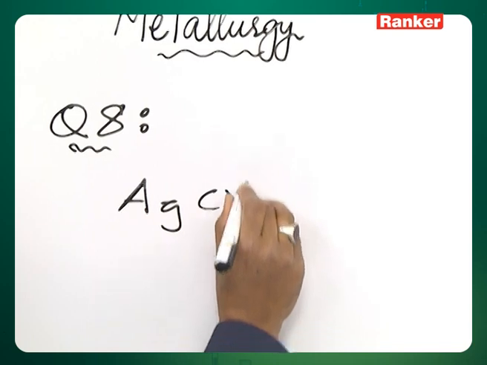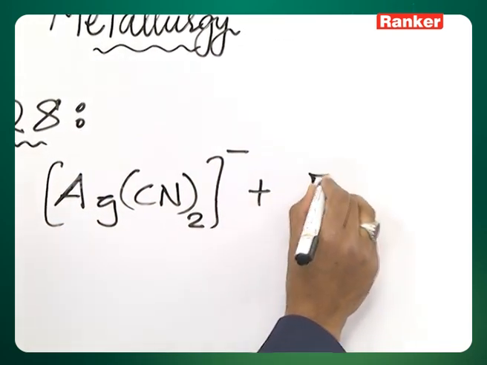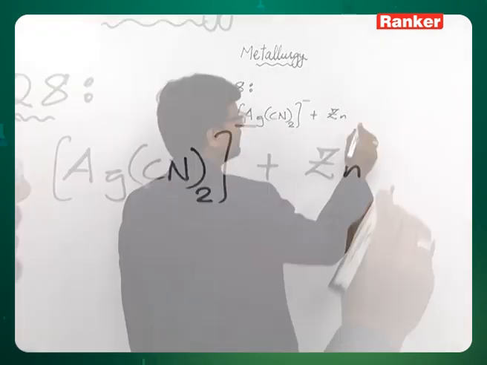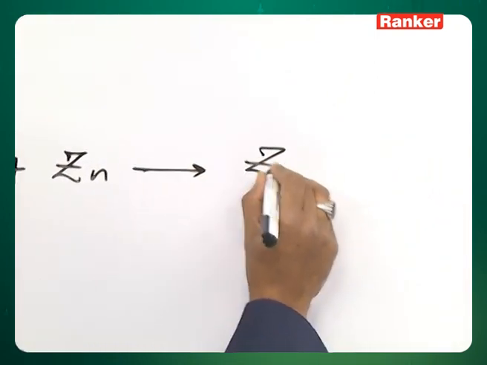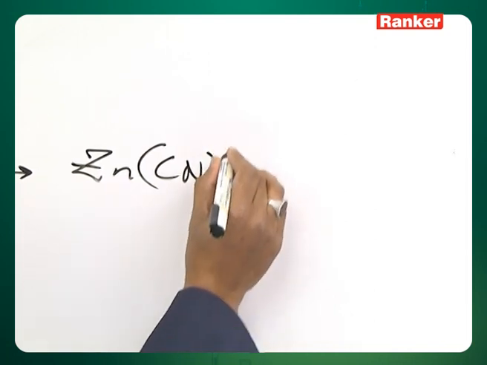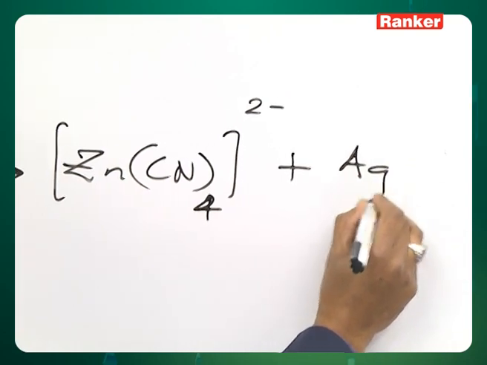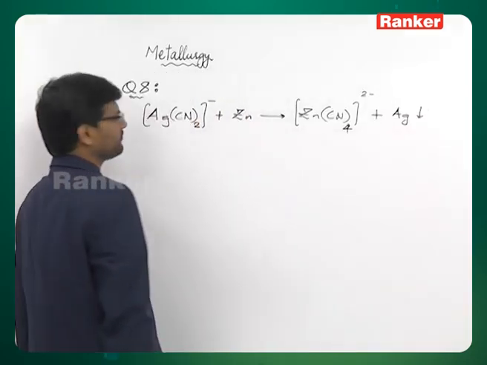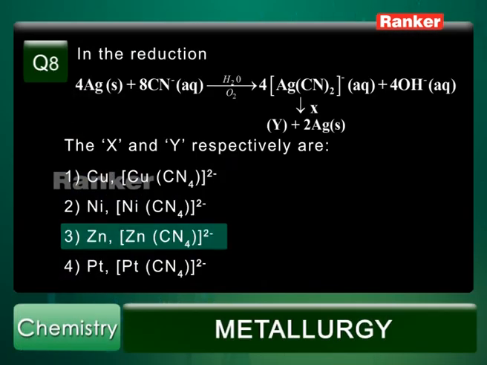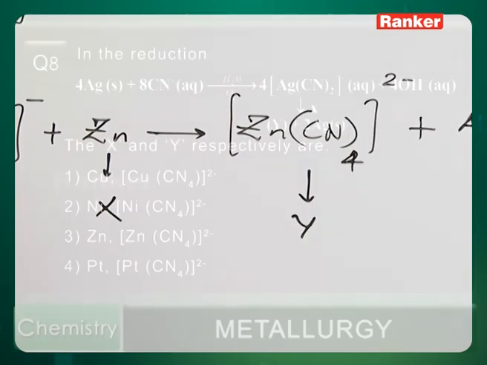What happens is Ag(CN)2 reacts with zinc. Zinc is an active metal. It is more active than silver, and you get a soluble complex of zinc. And silver is precipitated. So the correct answer is third option. X is Zn, this is X, and this is Y.